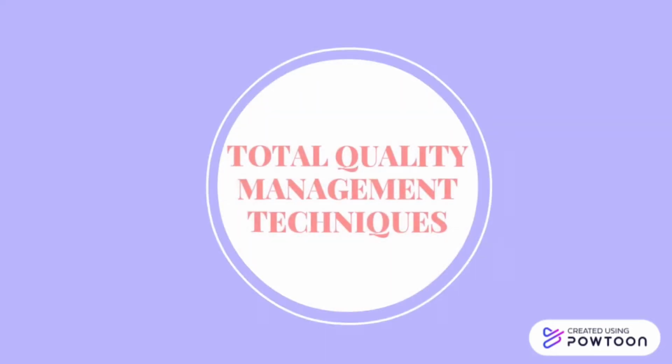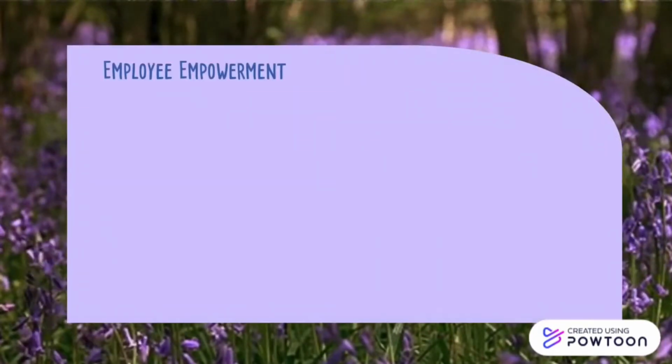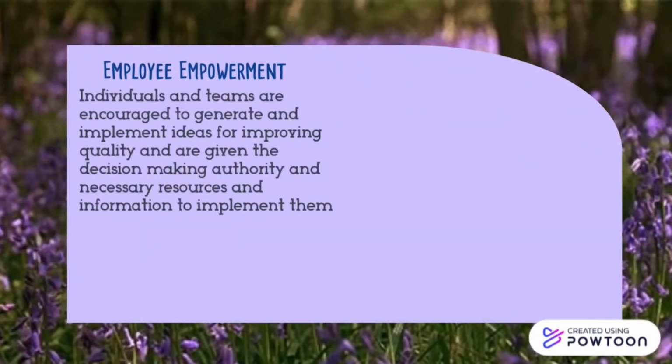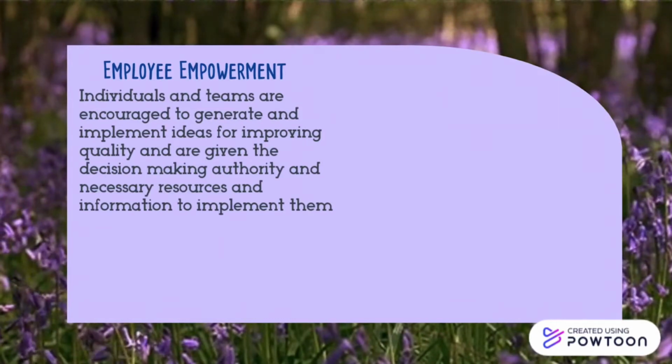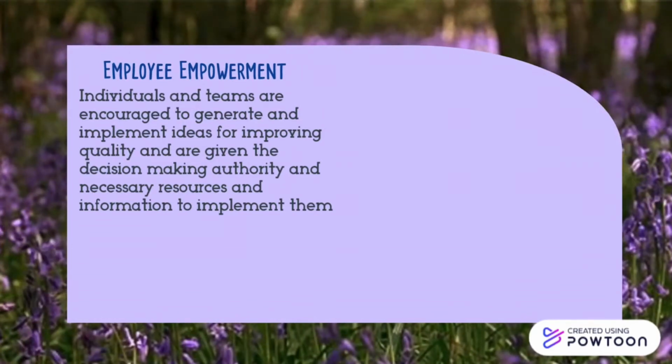And now, I'll be talking about the different kinds of techniques of total quality management. Firstly, employee empowerment. Individuals and teams are encouraged to generate and implement ideas for improving quality and are given the decision-making authority and also necessary resources and information to implement them.